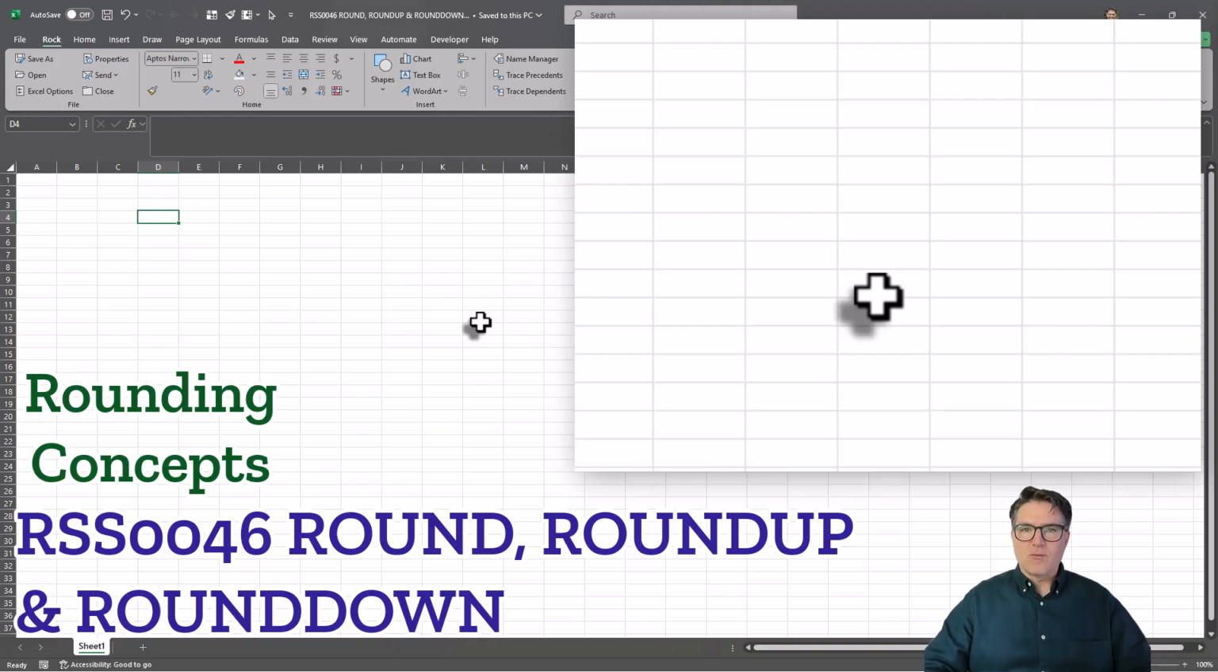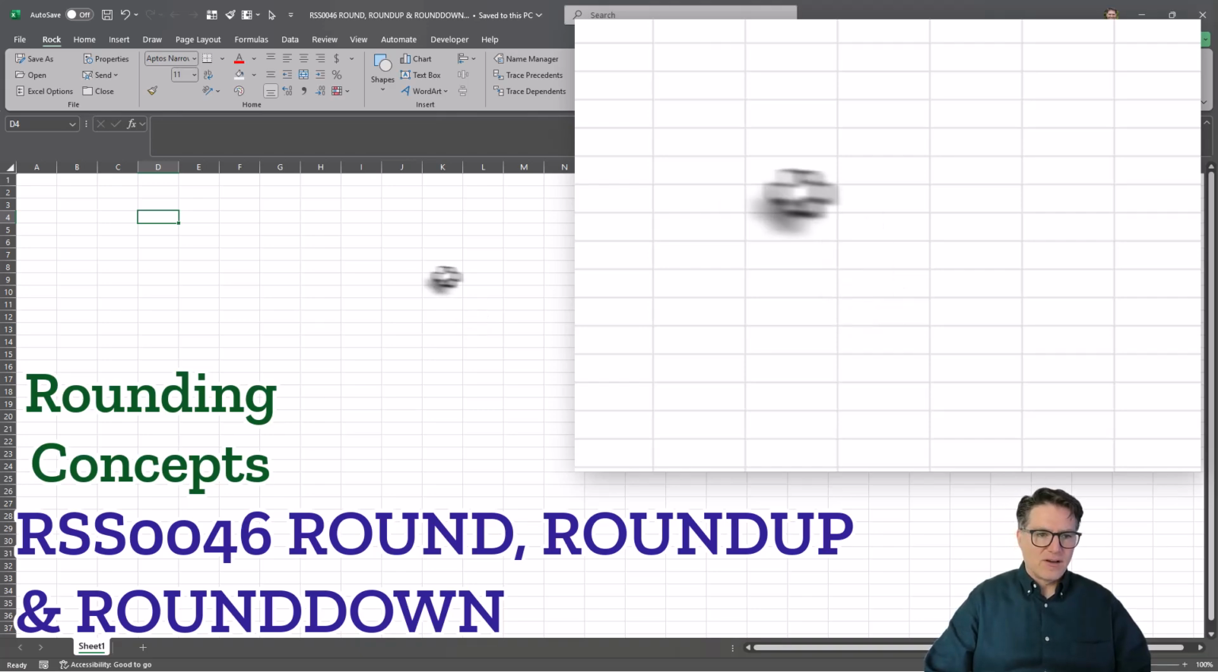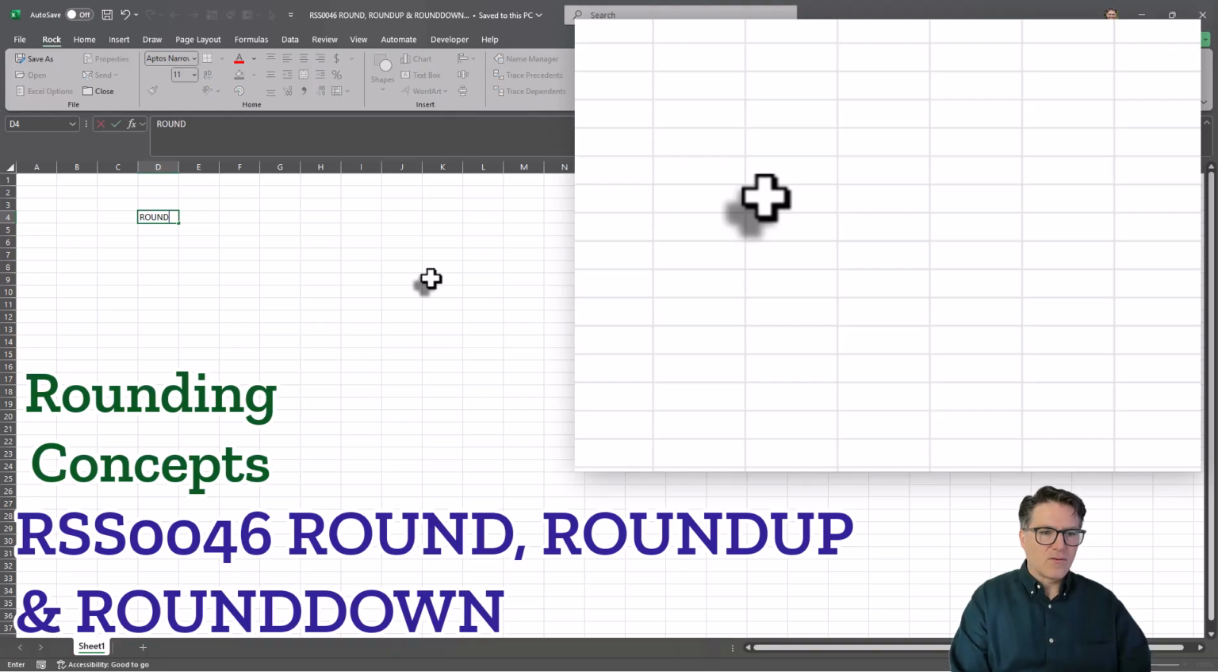In some cases you want to round anything that is above the absolute integer. You want to round up, and in some cases anything below until it reaches that integer you want to round down. So let's do this. We've got round, round up, round down.